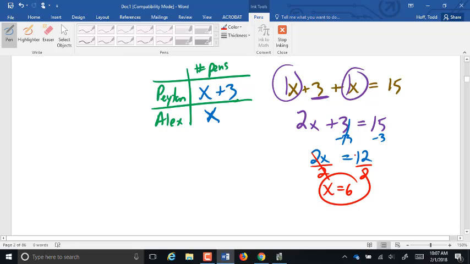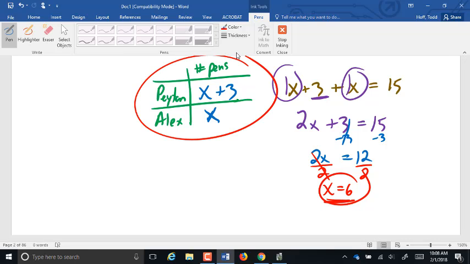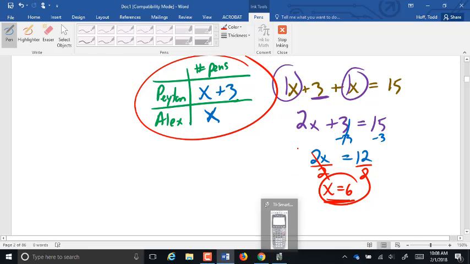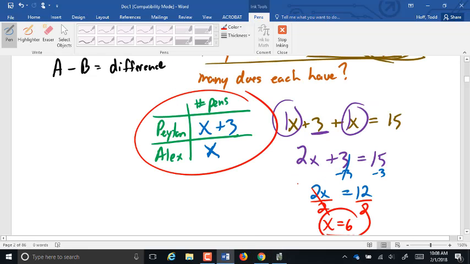Now, again, we have to stop and make sure we go back and have answered the question. It's real easy, once we've solved the equation, to get all excited and say, hey, we're done. But we're not. We still have to answer the question. X equals 6. Now, this is the reason why I made this little table, this little chart up here, so I remember, what does X really represent? Well, X tells us how many Alex had. So Alex had 6 pens. Peyton was X plus 3, so that's 6 plus 3 equals 9.